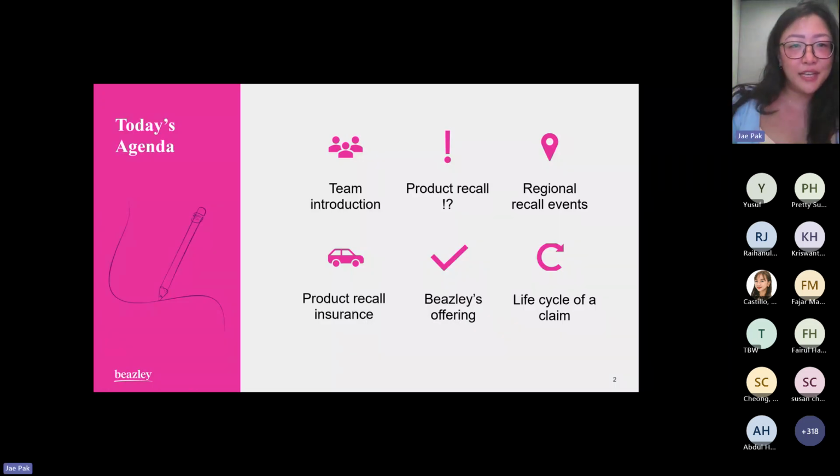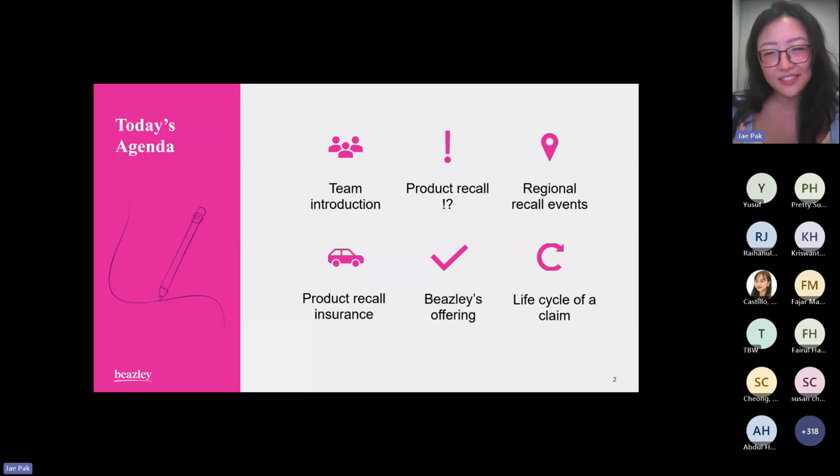So today I'm going to be going over just briefly team introduction, what exactly is product recall, go over some regional recall events, and then afterwards go into product recall insurance. I'll talk a little bit about Beasley's offering and then end with the life cycle of a claim.